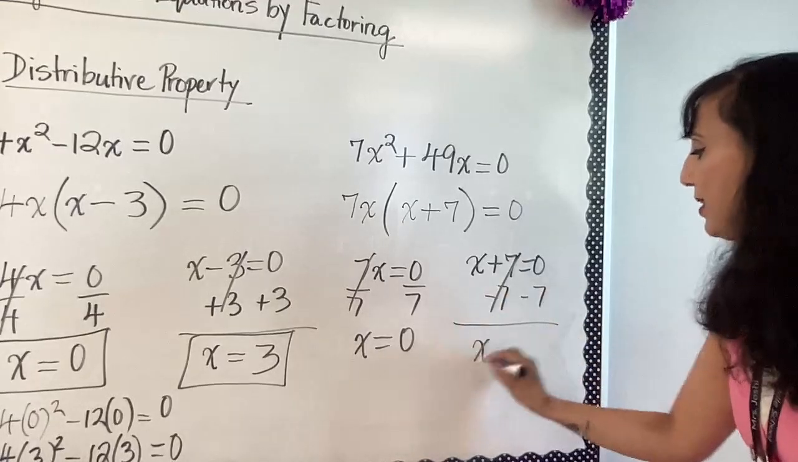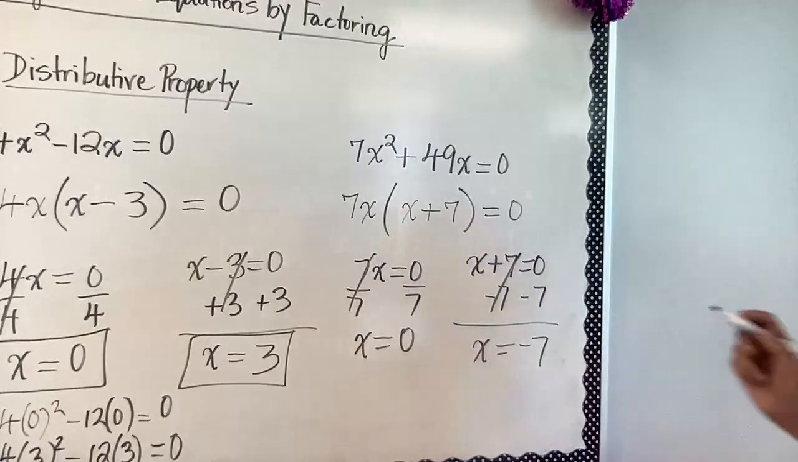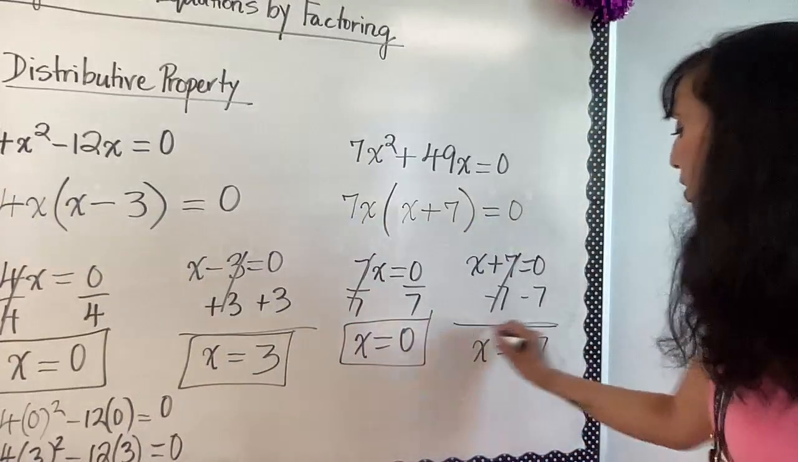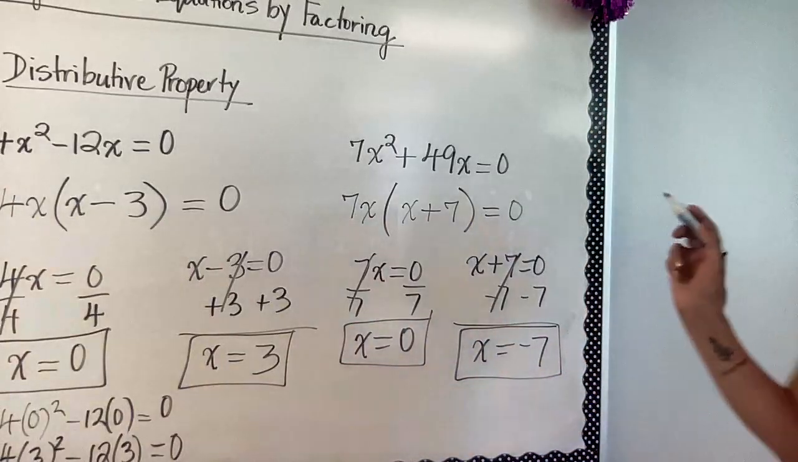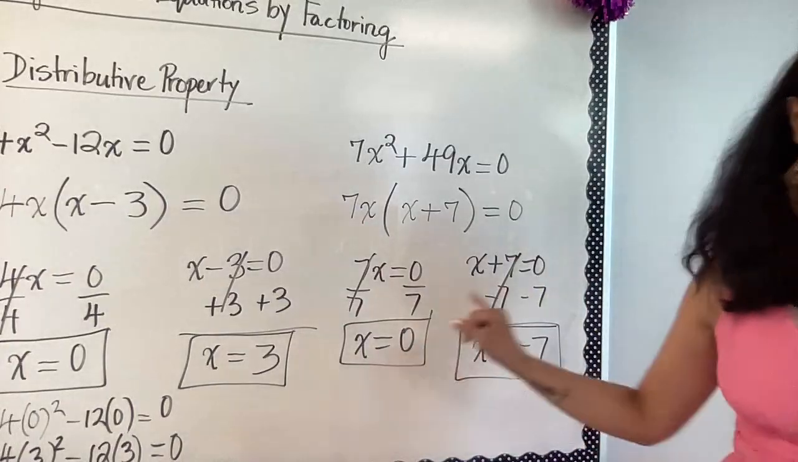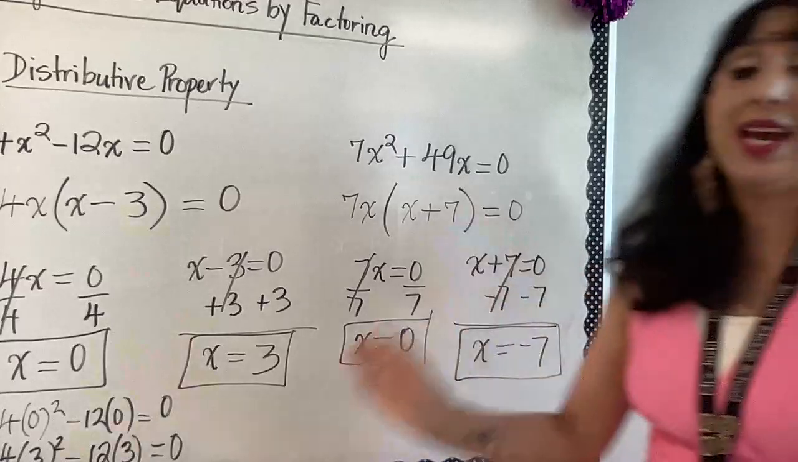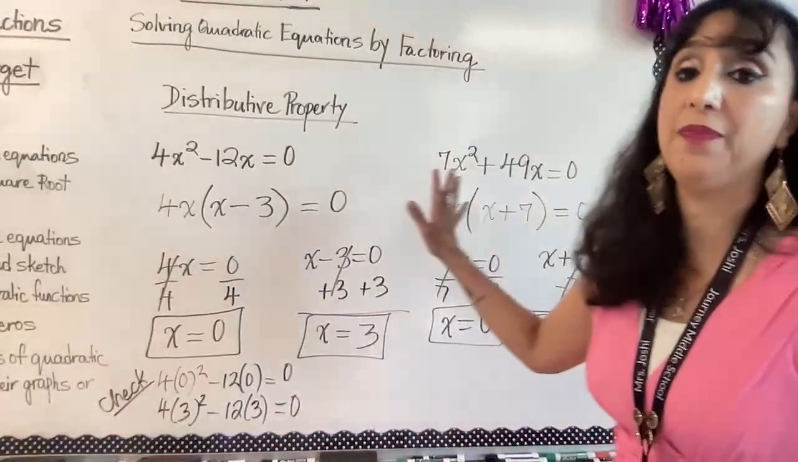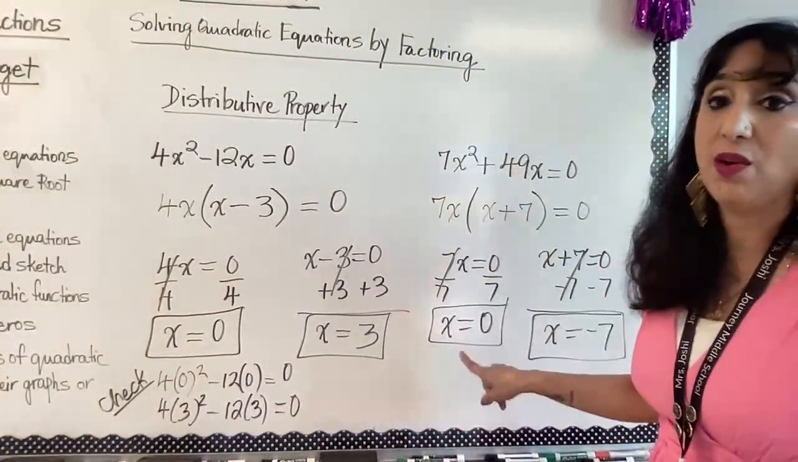So I get x is equal to negative 7. And so here are my two solutions for this quadratic equation. Okay, it's 0 and negative 7. Once again, I can plug those values into this equation to check if it is correct.